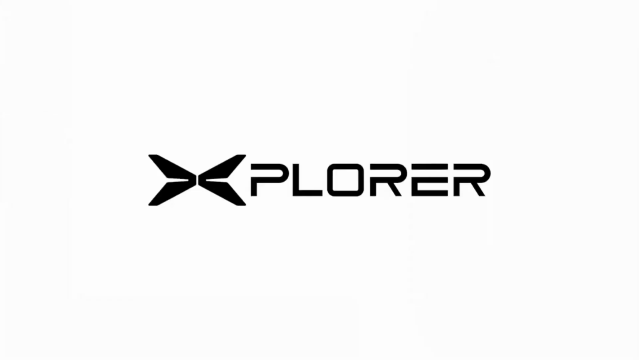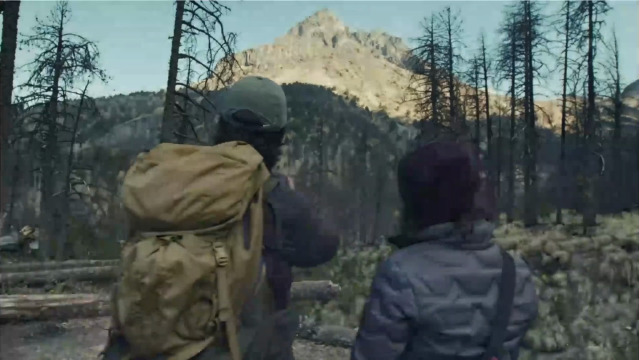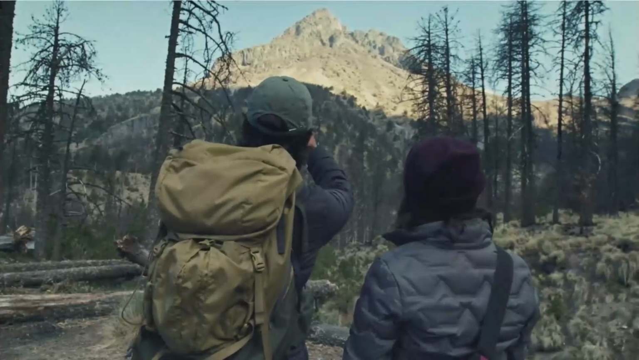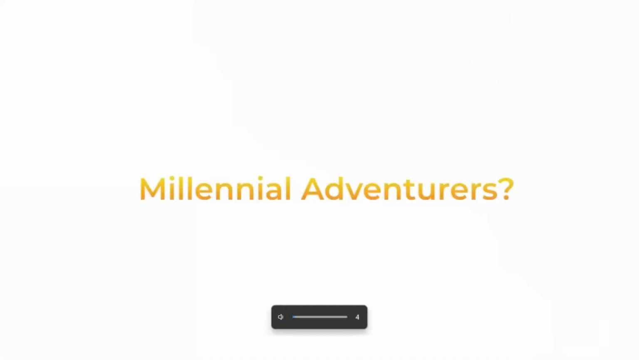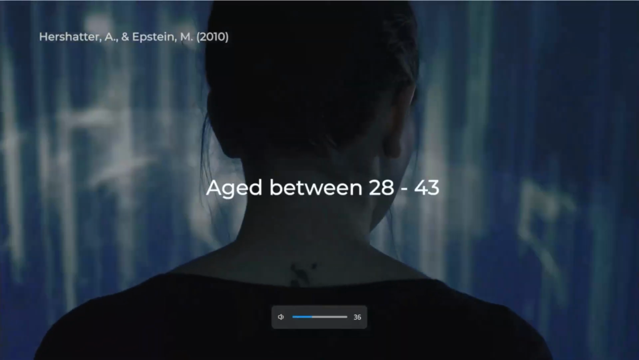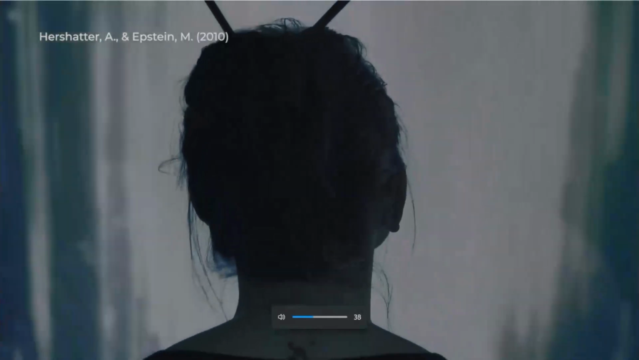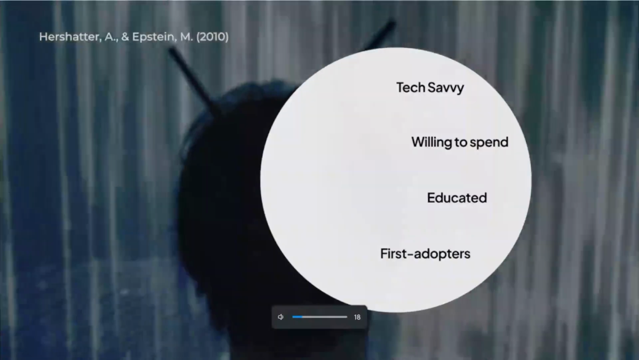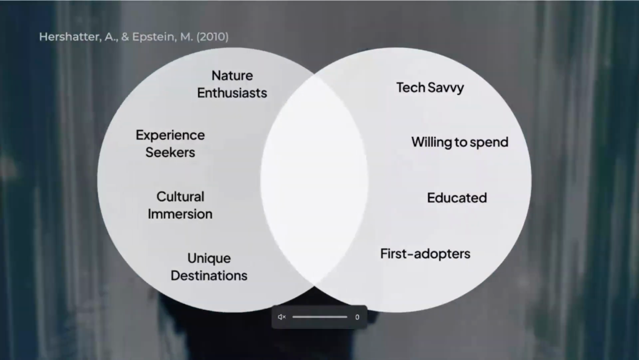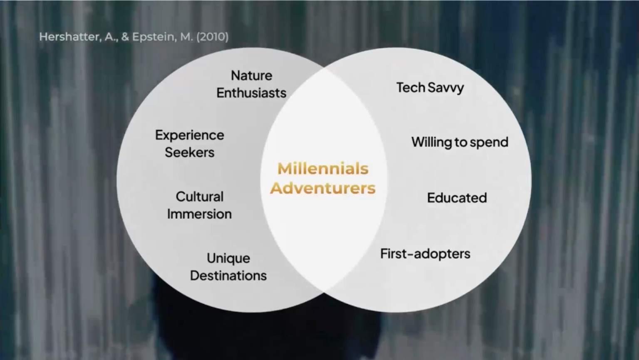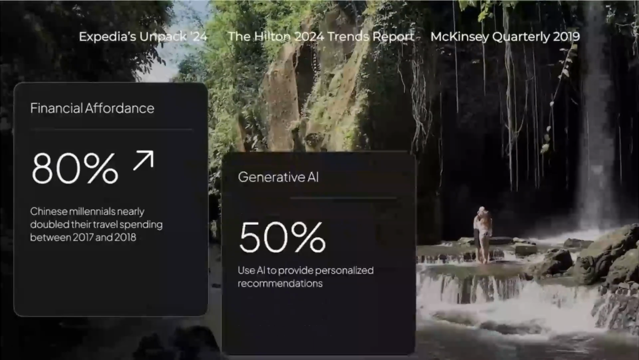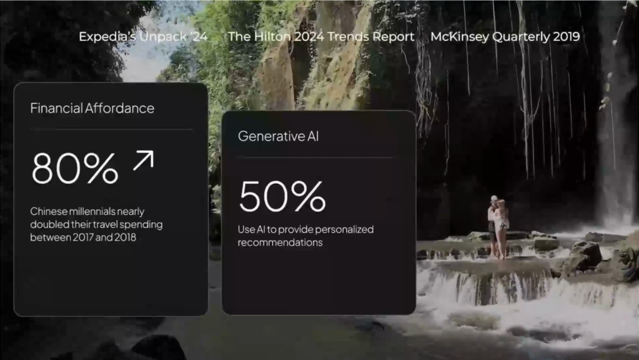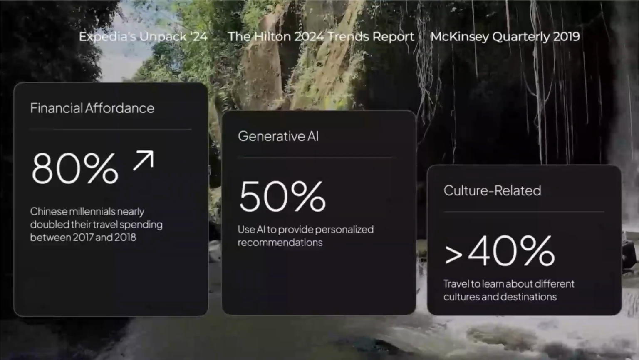Introducing Explorer. It is a system designed for millennial adventurers to explore exotic nature by riding along with XPeng's X2, an innovative flying car. So who exactly are millennial adventurers? From our study, they are people aged between 28 to 43. Tech-savvy, educated, and willing to spend can best describe them. Plus, they seek unique destinations in their exploration in nature. Reports showed that they have high financial affordance, use AI tools for recommendations, and love learning about cultures.